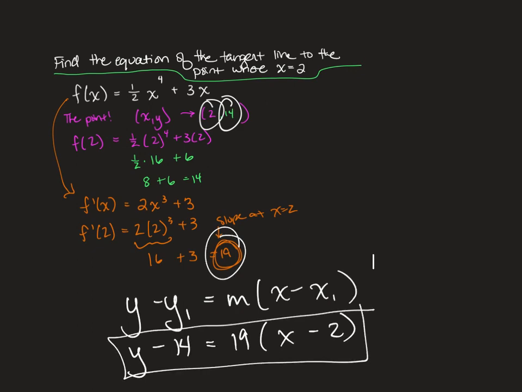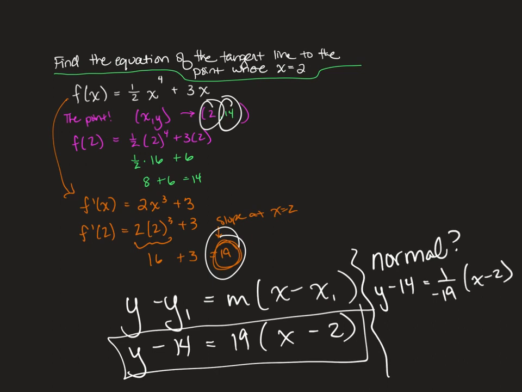If I wanted the normal line, it's the exact same line, just y minus 14 equals 1 over negative 19 times x minus 2. Because the only thing that has to change is that the slope becomes the opposite reciprocal. If you want to solve these for mx plus b, knock yourselves out. I don't really care. I mean, it doesn't matter. I do care.